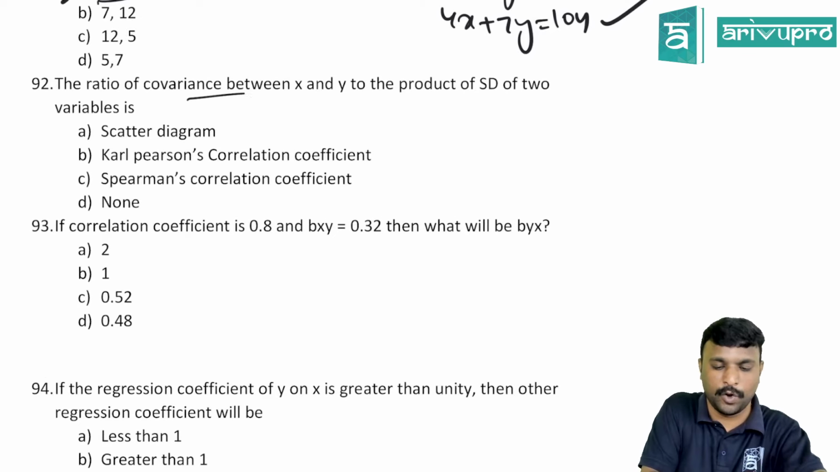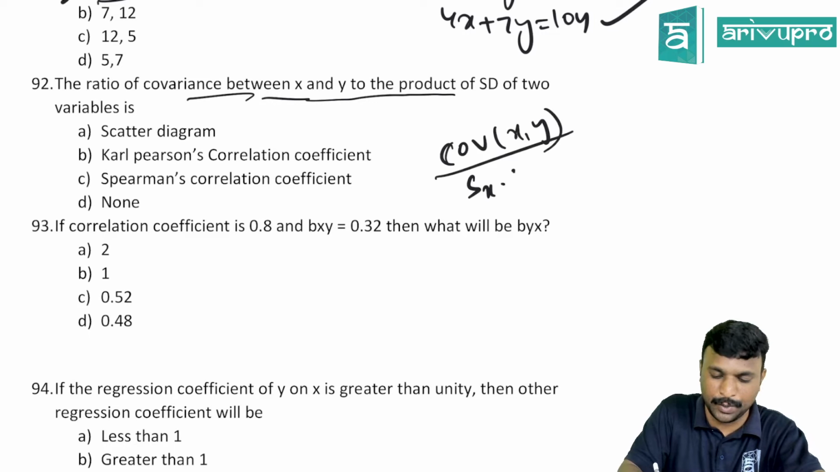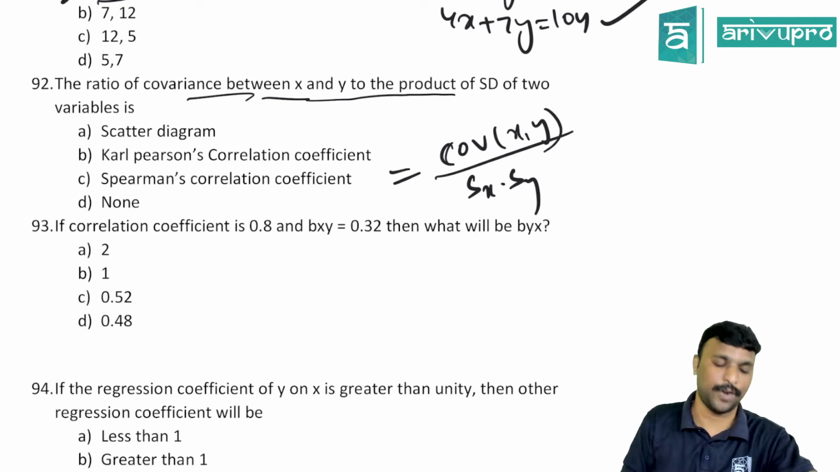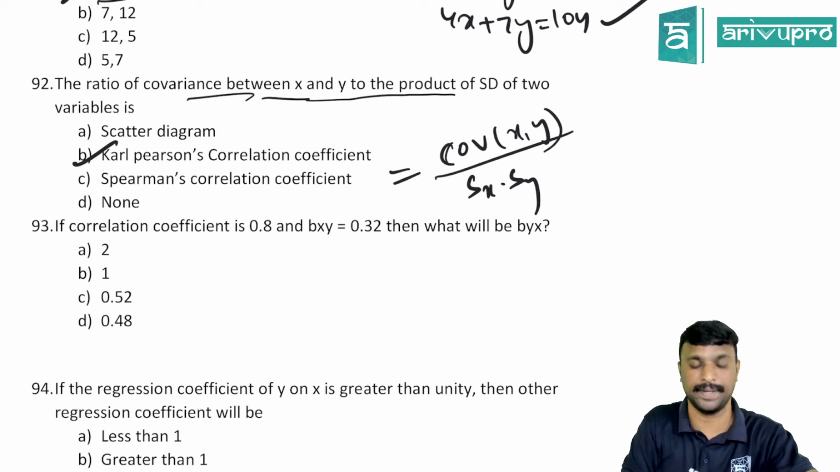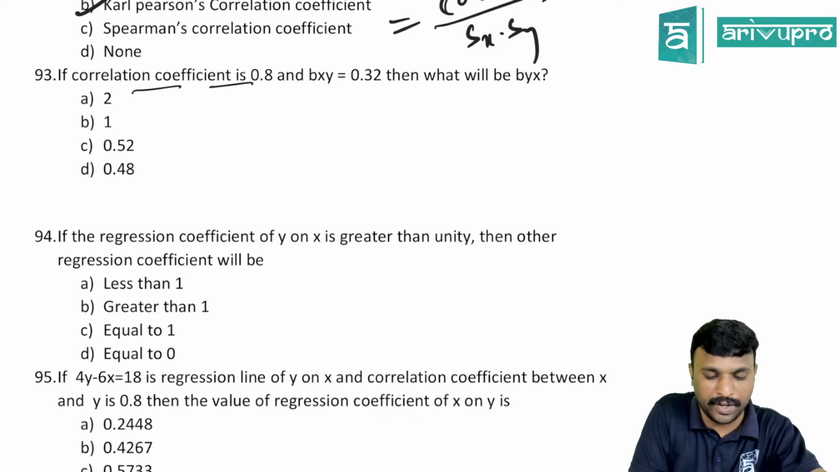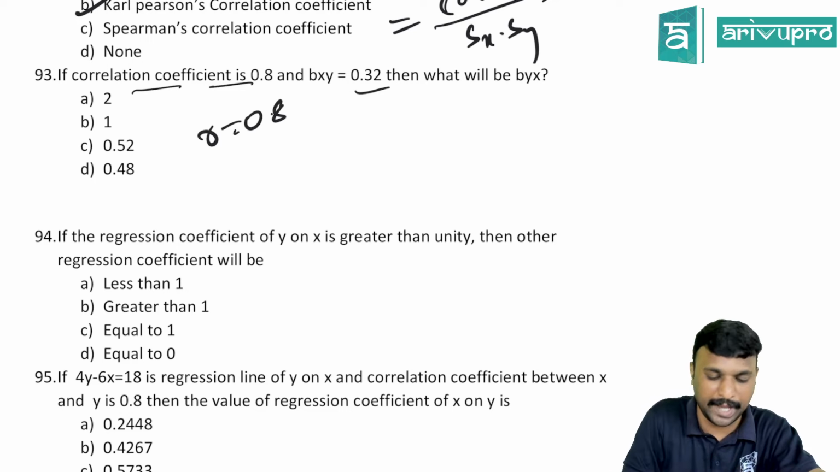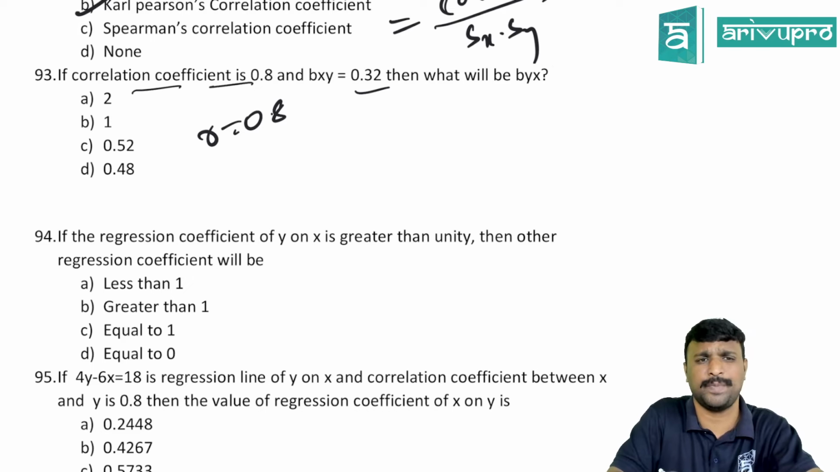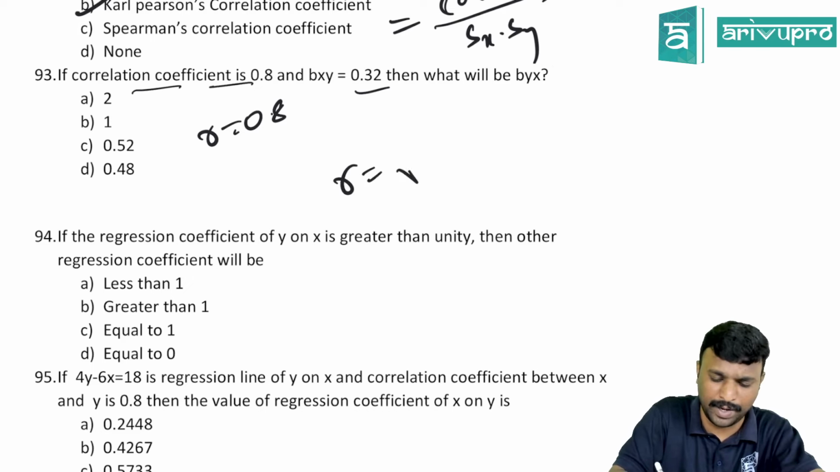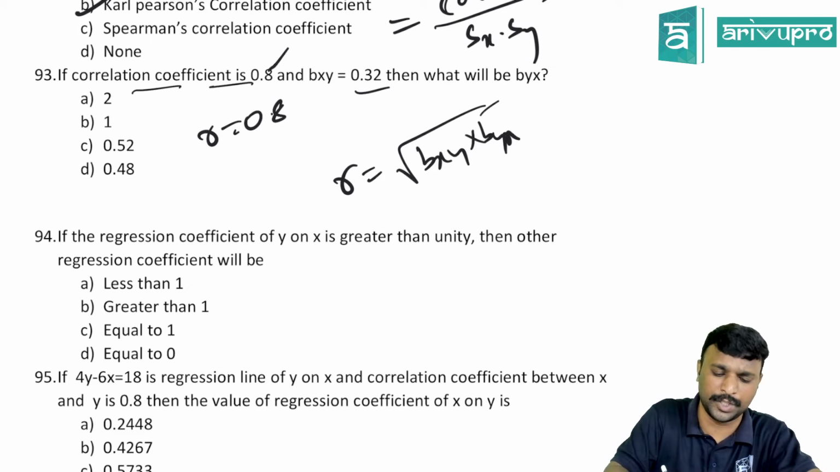Guys, the ratio of covariance between x and y and the product of SD of two variables, that means Sx into Sy. What is this? Karl Pearson's correlation coefficient, isn't it? It is Karl Pearson's correlation coefficient. Look at question number 93. If the correlation coefficient is 0.8, r is equal to 0.8, bxy is 0.32, we are asked to find byx. What's the relationship between r, bxy and byx? r is equal to root of bxy into byx. Guys, you can clearly see r is positive. So both bxy and byx are positive. And byx is under the root, square on both sides.